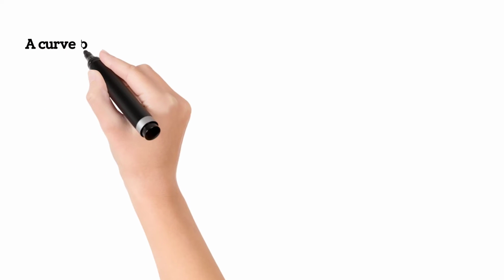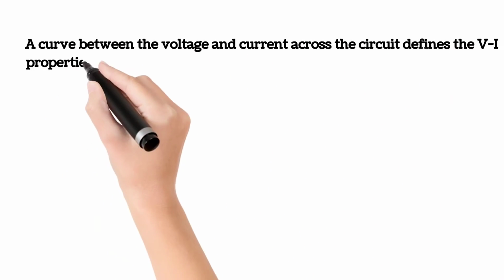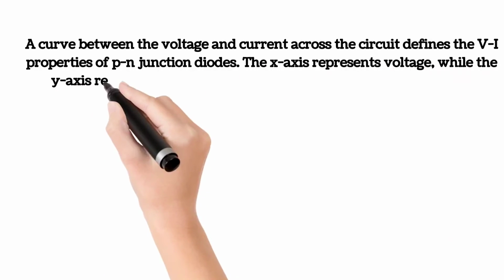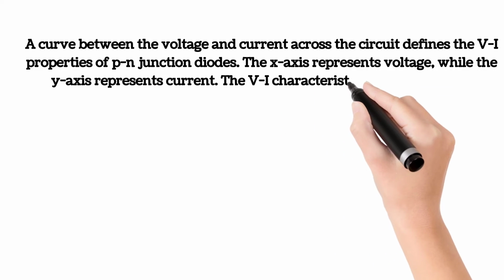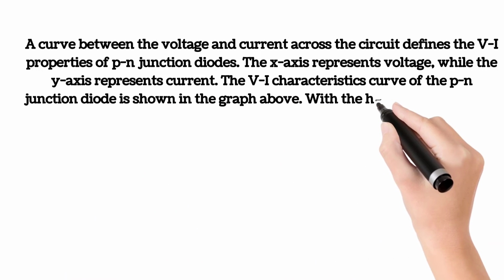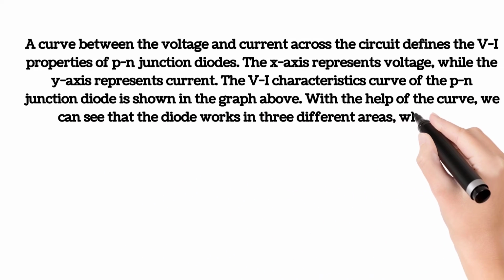A curve between the voltage and current across the circuit defines the properties of P-N junction diodes. The x-axis represents voltage, while the y-axis represents current. The characteristics curve of the P-N junction diode is shown in the graph above. With the help of the curve, we can see that the diode works in three different areas.